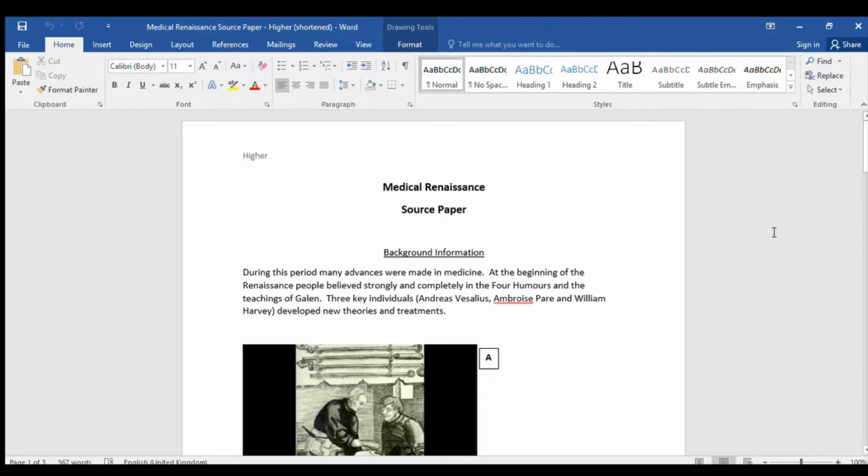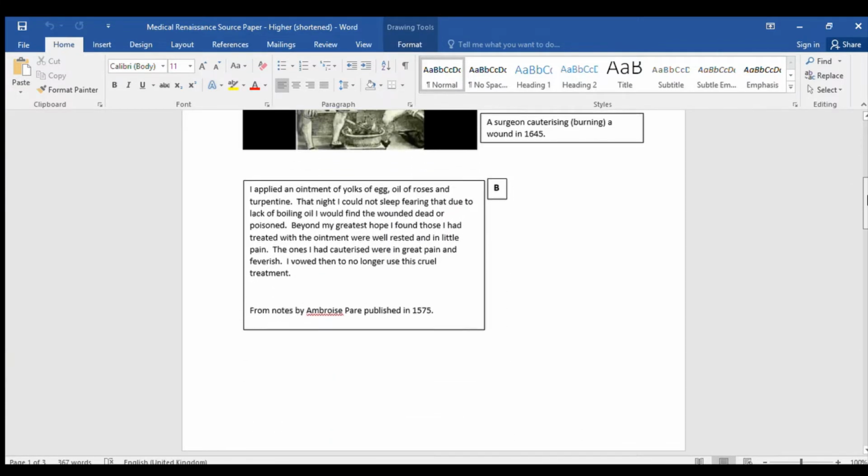It'd be easier for me if you do your answers just on a Word document. You don't need to write out the questions because I know what they are, so just give me a title of medical renaissance source paper, then put question 1 in the margin and just start answering it, and then email me your answers once you've done them. That's the easiest way I think that we can all get this done this week.